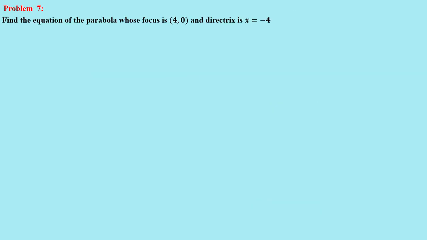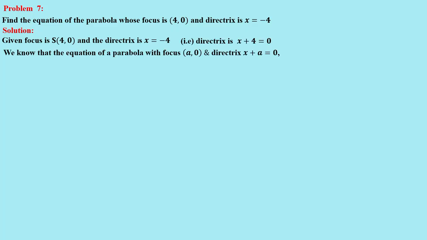Next problem, find the equation of the parabola whose focus is (4, 0) and directrix is x is equal to minus 4. So given focus is (4, 0), directrix x is equal to minus 4 or x plus 4 equal to 0, right. So we know the equation of the parabola whose focus is (a, 0) and directrix x plus a equal to 0 is y square equal to 4ax.